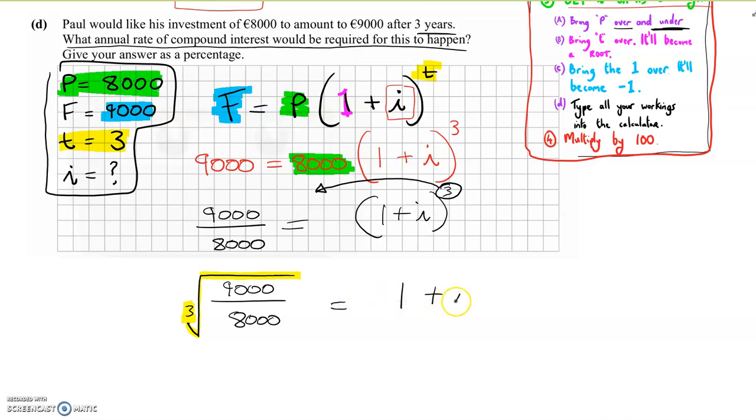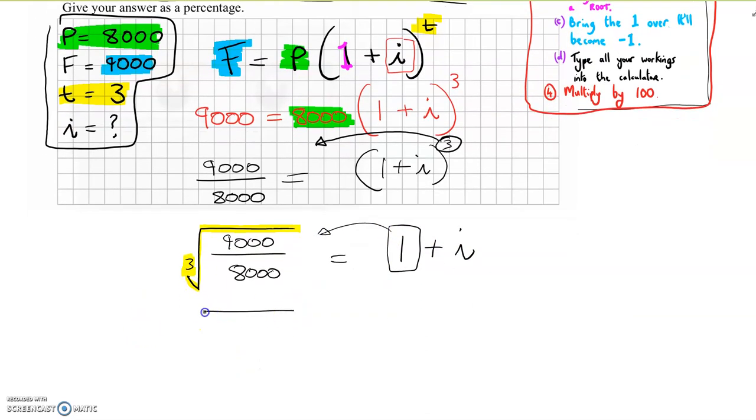Okay, now the 1 plus the I is there. And then the last thing I need to bring over is the 1. So it's going to come over to this side and it's going to change to a minus. Okay, so root 3, 9,000 over 8,000 minus 1. Make sure that is not underneath this. Okay, it's not part of that, it's separate. Equals I. Okay, let's type it into the calculator.